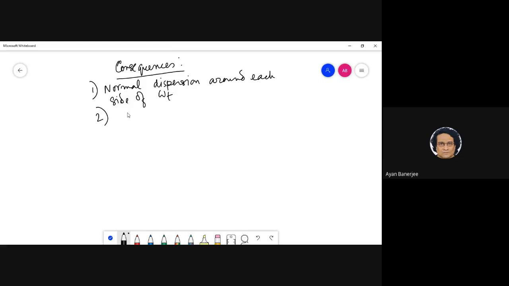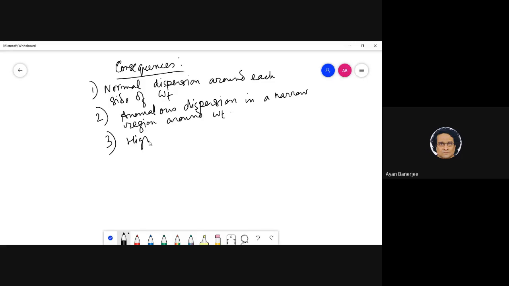Then you have anomalous dispersion in a narrow region around omega t. This is absolutely fine.